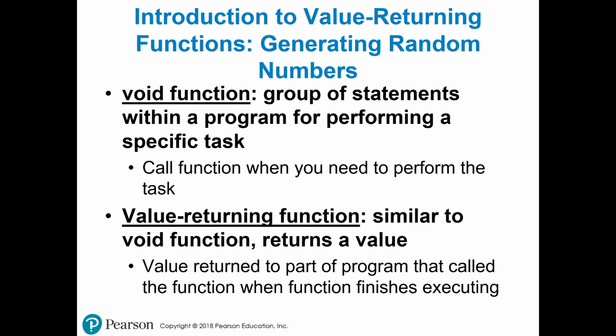So again, a void function is a group of statements within a program performing a specific task. So we call the function we need to perform the task. If we have a value returning function, it's similar to a void function. In fact, they're declared exactly the same. There's not any difference in declaration. The only difference is we return a value at the end of the function. The value returned at the end is returned when the function stops executing. So we use the return statement and we return the value.